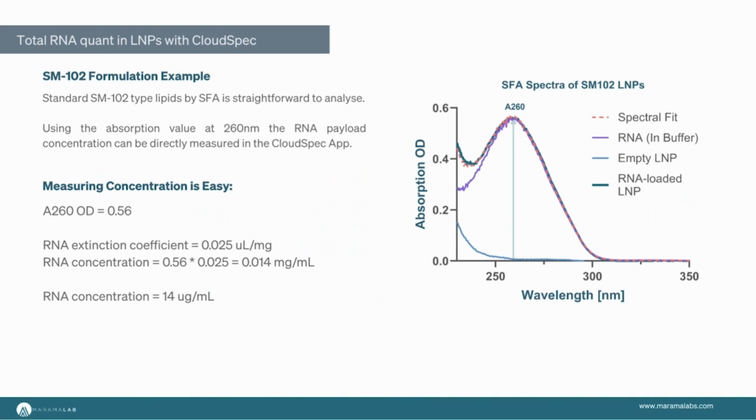This is a real example here. So we've got an SM102 type formulation. The SM102, the cholesterol absorbs a little bit below 260 nanometers, but in this case, we just measure the 260 peak and we can convert it into a concentration just like you would with other UV-Vis techniques without having to know anything about the particles themselves. Really, really easy.